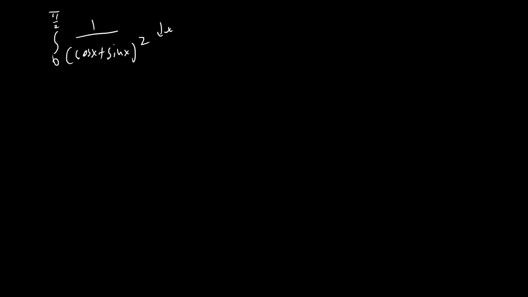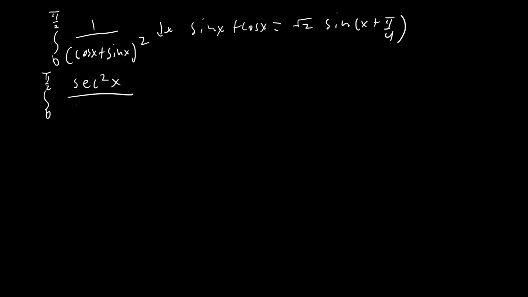One way you can do this is you know that sine x plus cosine x equals square root 2 sine(x plus pi over 4), and then you'll just end up with cosecant squared, which is super easy to integrate. But I think the easiest way in this case is to multiply by secant squared on the top and bottom, because then we end up with secant squared on the top, which allows us to substitute u equals tangent x. And so on the bottom, we're going to just have (1 plus tangent x) squared.